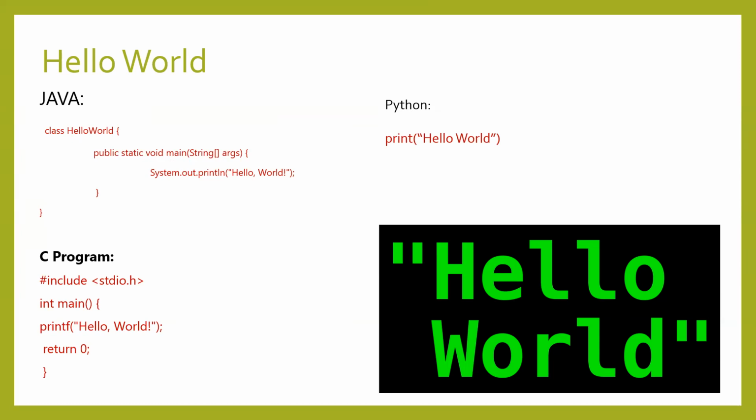Is there any difficulty to understand the Python code as compared to Java and C programming? Absolutely no. Anyone who knows English can understand that print hello world means the computer is going to print hello world. This is about hello world. And next, I'll show one more example so that you have a clear idea.